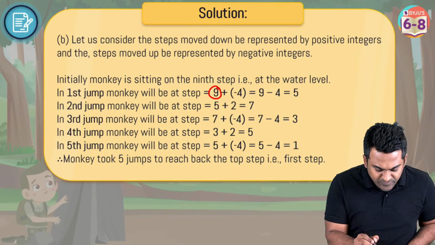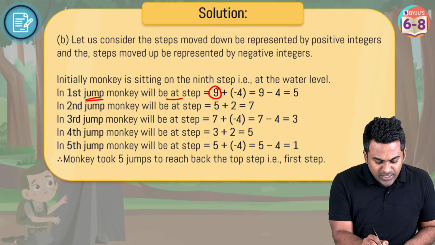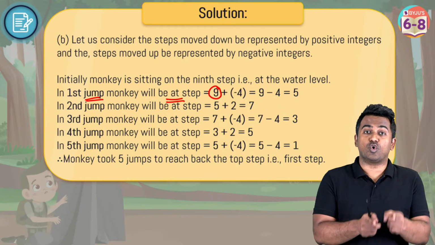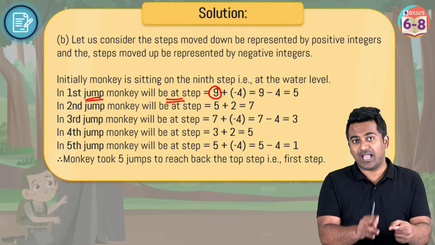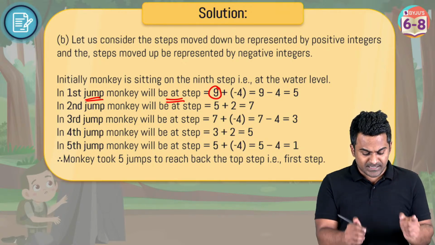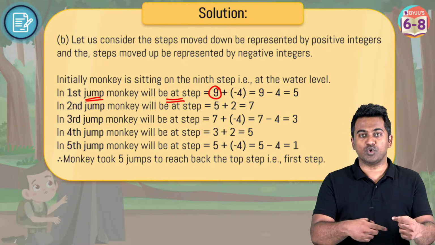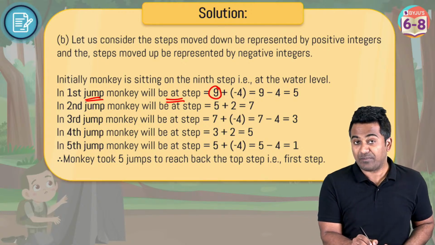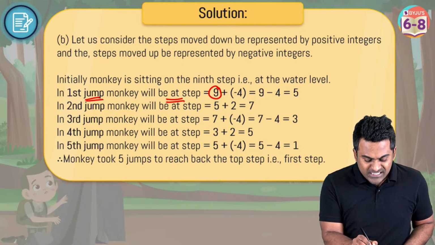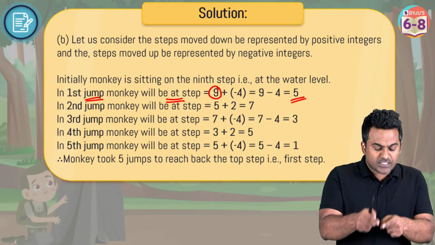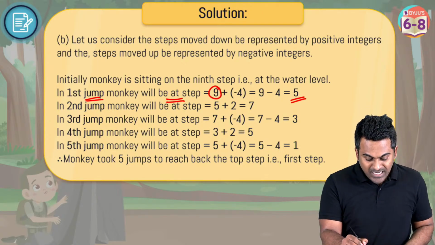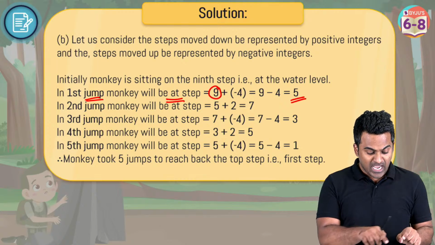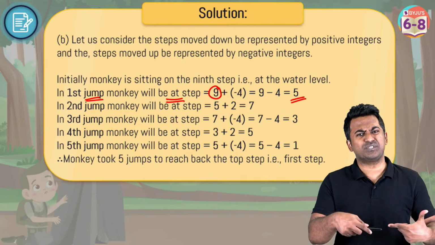So what is happening in the first jump? In the first jump, monkey is going 4 steps up. And as we said, up is minus, down is plus. So 4 steps up. So -1, -1, -1, -1, 4 times. So that'll be -4. So 9 plus -4. Now, after these 4 steps up, monkey is at the 5th step, after the first jump. Now, the same process is going to repeat.